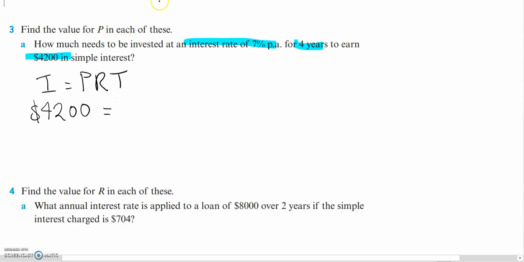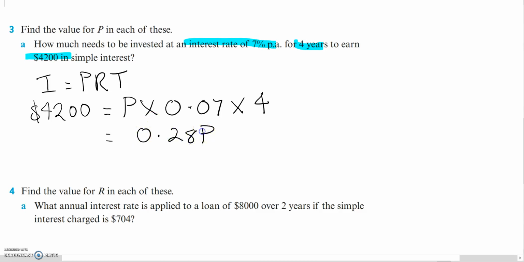We're looking for P, so that stays as is. We don't know what that is yet. That's what we're looking for. Multiply by the rate 7%, 0.07, multiplied by time, 4 years. Now, the principle is this. We can just basically say, well, 0.07 times 4 is 0.28, so 0.28P. And of course, the left side hasn't changed yet.